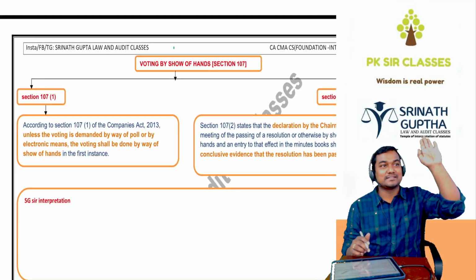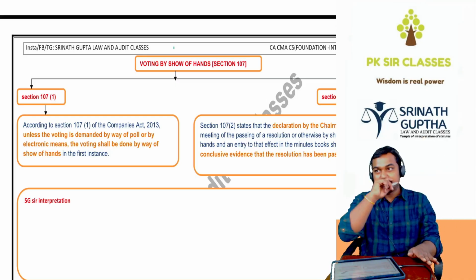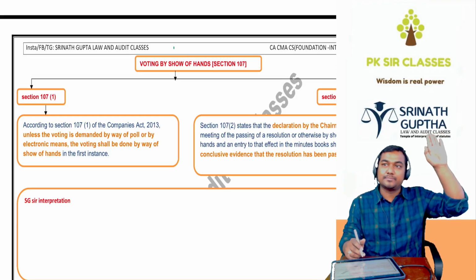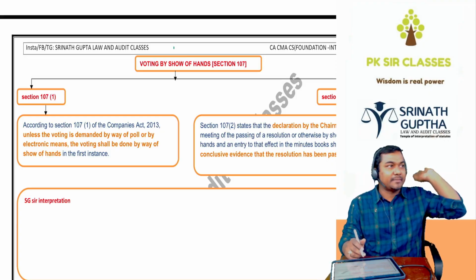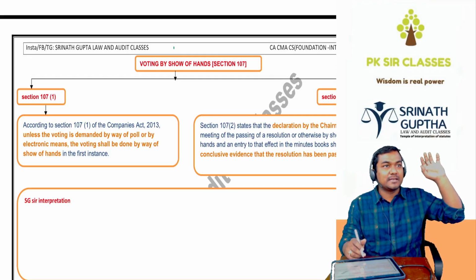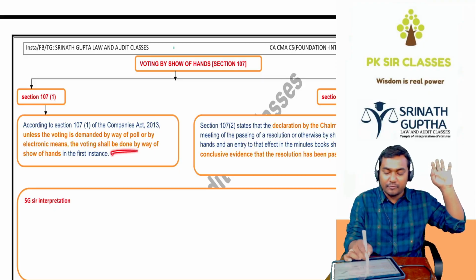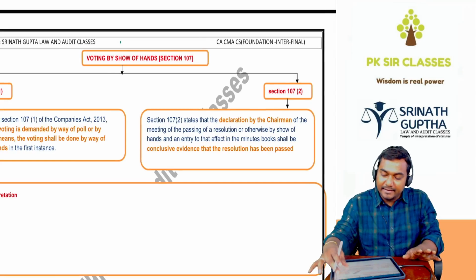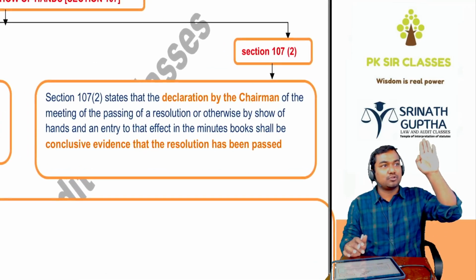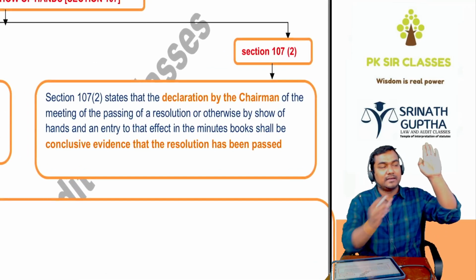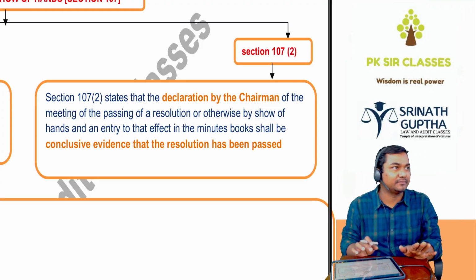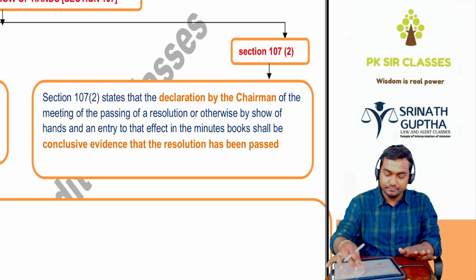Show of hands. Section 107(1)(b). Generally, the chairman will decide all the proposals by show of hands only, unless a poll or electronic means is demanded. Impliedly, the chairman will decide all the proposals by show of hands only, unless a poll or electronic means is demanded. And once the result of the show of hands is declared, it is deemed to be a resolution of the general meeting of the company.